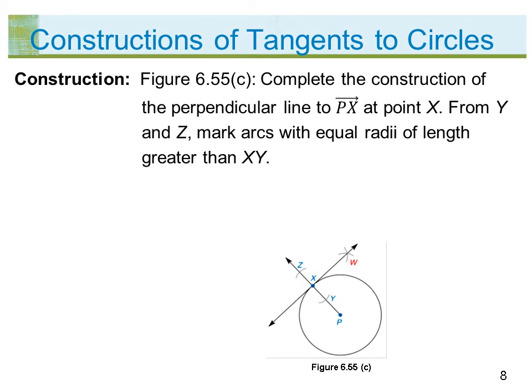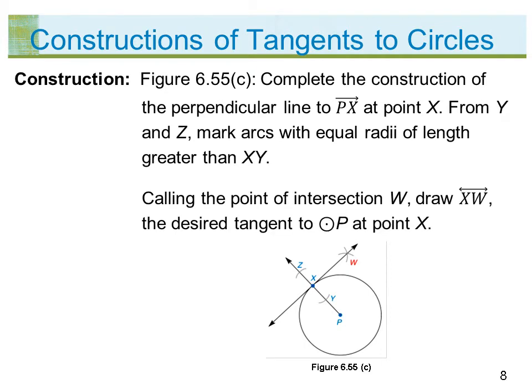Construction. Figure 6.55c. Complete the construction of the perpendicular line to ray PX at point X. From point Y and point Z, mark arcs with equal radii of length greater than length XY. Calling the point of intersection point W, we draw line XW, the desired tangent to circle P at point X.